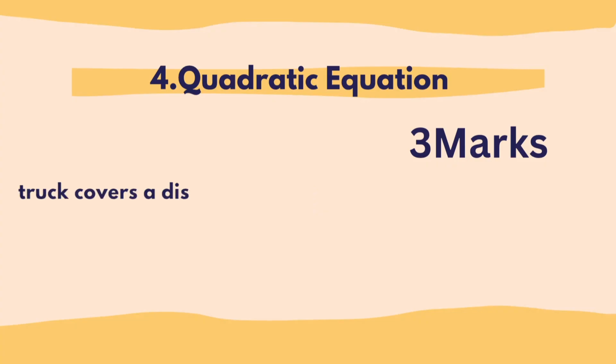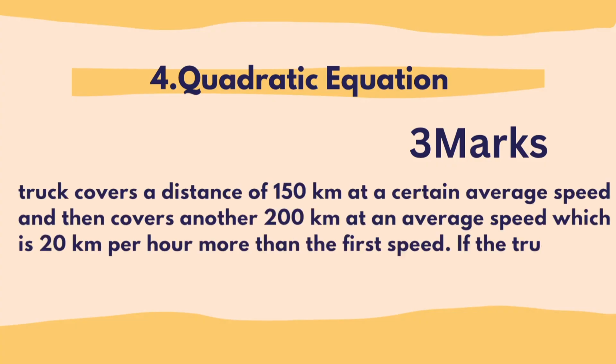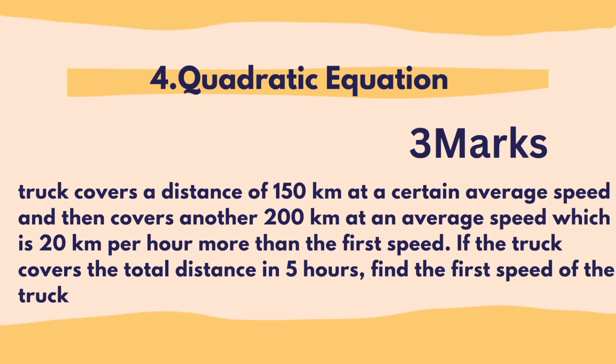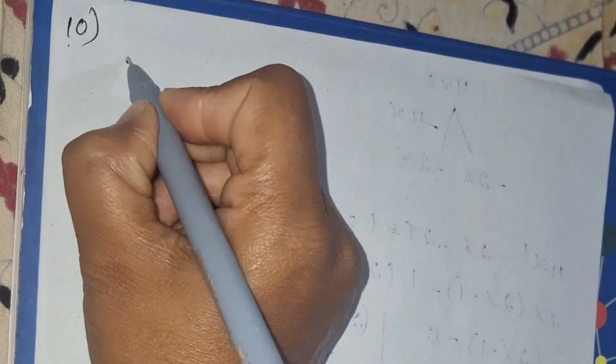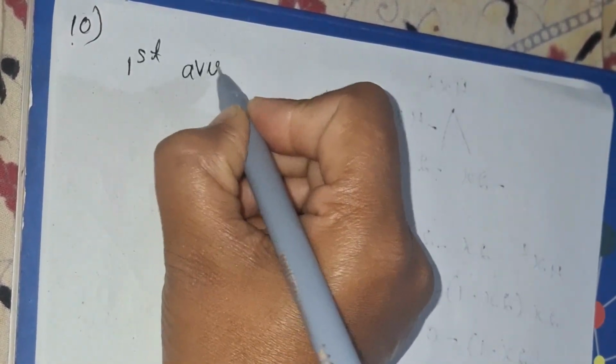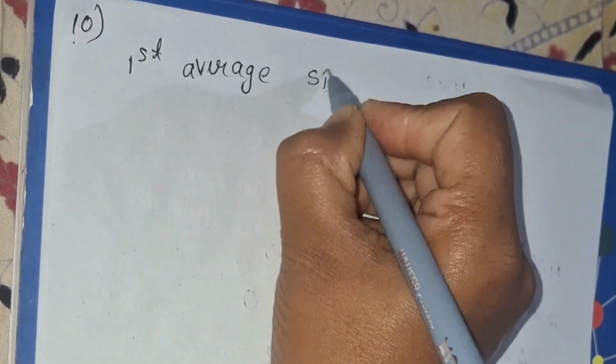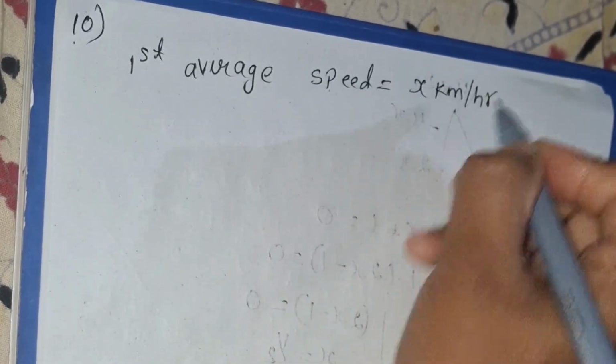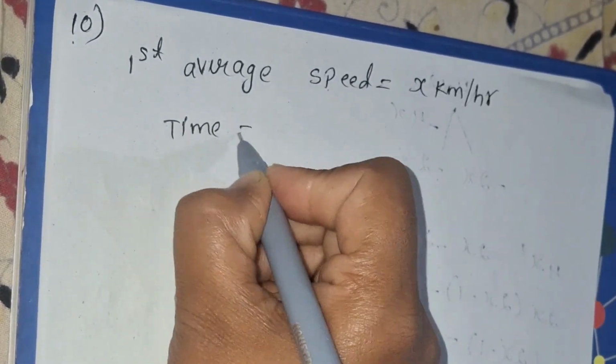So question number 10 in quadratic equations. A truck covers a distance of 150 km at a certain average speed and then covers another 200 km at an average speed which is 20 km per hour more than the first speed. Find the first speed of the truck. So first we have to write: given, first average speed is x kilometer per hour.